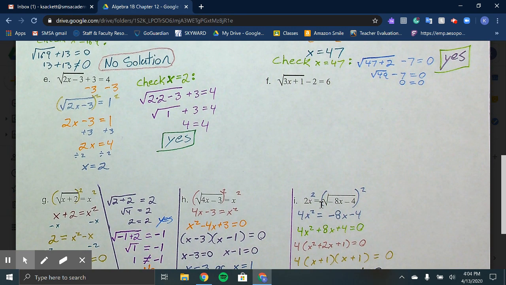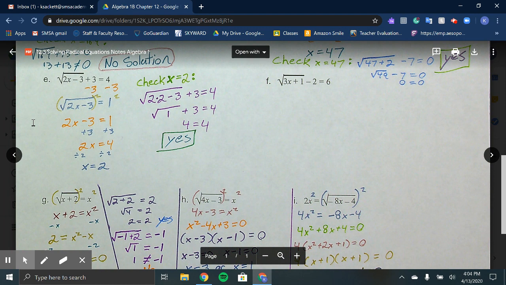And then we have E. In E, we again need to get the radical alone, so subtract 3 from each side. Have the square root of 2x minus 3 equals 1. Square both sides. 2x minus 3 equals 1. Add the 3. Divide by 2. And x equals 2. Then we need to plug that back in. So 2 times 2 minus 3 would be the square root of 1. Plus 3 equals 4. 4 equals 4. So yes, that is a solution.